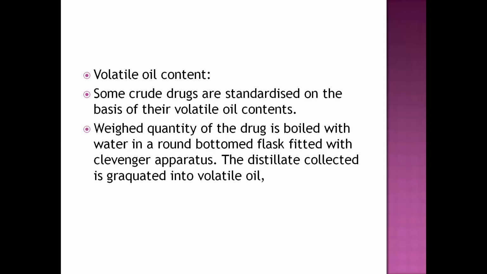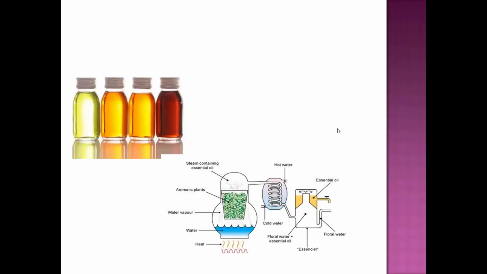तो वेट क्वांटिटी ऑफ द ड्रग लेते हैं, ऑलरेडी प्री वेट होता है, 15 ग्राम लिया, 20 ग्राम लिया, कितने ग्राम से आपने ड्रग लिया है, इसे बॉइल करते हैं विद वाटर इन ए राउंड बॉटम फ्लास्क fitted with the clevenger apparatus and the distillate collected is graduated into the volatile oil. These are the volatile oils and this is shown the diagram of essential oils.